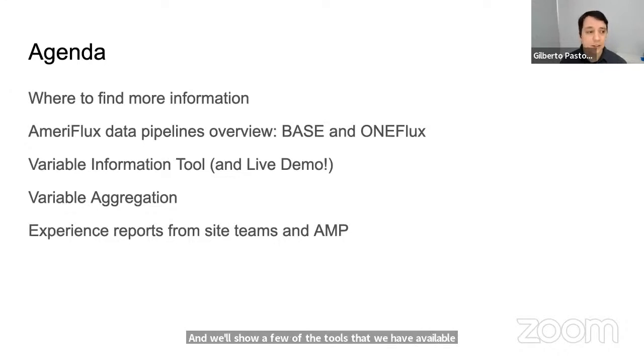Here's the agenda. We'll get started with where to find more information about what we're going to talk about today. We'll describe an overview of the processing pipelines that we go through, and describe the variable information tool for how to get the basic information about the variables in your data set to AmeriFlux, and then the variable aggregation information. So how do you want us to interpret the information for the variables on your site?